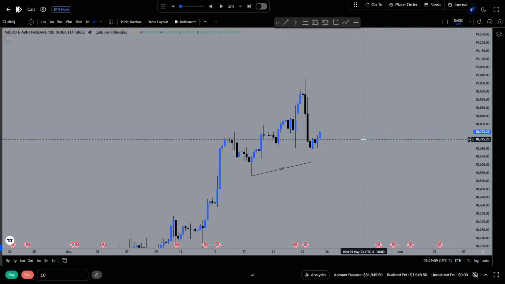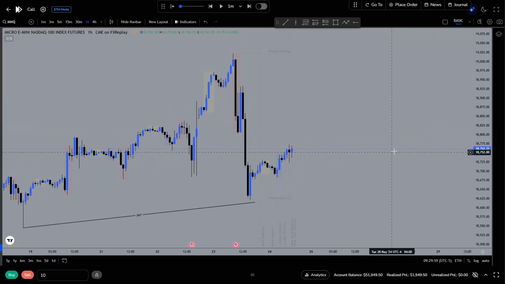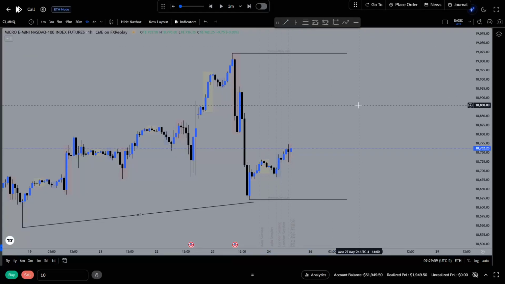Okay, that was good. 1 hour. So we have previous day lows here, and we have previous day highs right here. And we're starting to do higher highs, lower lows.